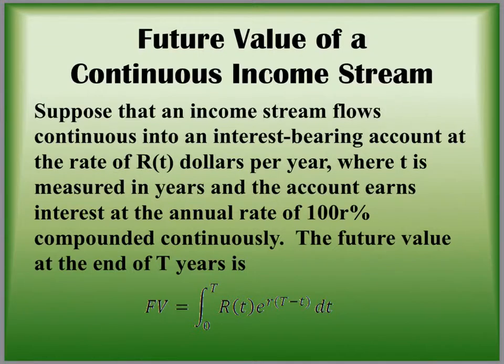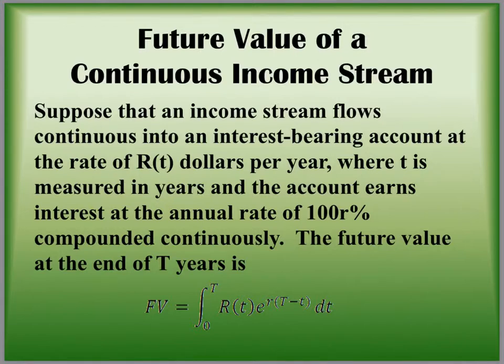This is actually in section 6.2 of your book. It's the future value of a continuous income stream. That's the title of it. And I'm just going to present it the way your book does. It says to suppose that an income stream, like your pay income, in this case the income that you would be putting into an investment account, flows continuously into an interest-bearing account at a rate of R of T dollars per year, where T is measured in years, and the account returns an interest at the annual rate of 100% compounded continuously. The future value at the end of capital T years is given by this equation.